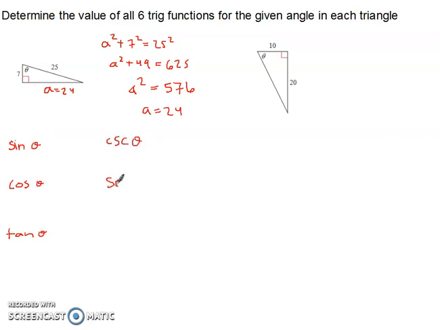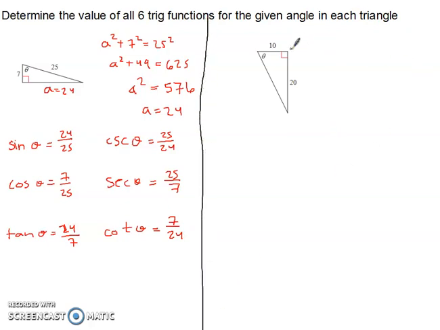cosecant, secant, and cotangent. So sine is the opposite. So here's my theta. The opposite leg would be 24 over my hypotenuse, which is 25. So cosecant would be the reciprocal, 25 over 24. Cosine would be my adjacent leg. The leg that's touching theta is 7 over the hypotenuse, which is 25. Secant would be 25 over 7. Tangent of theta, my opposite side is 24, and my adjacent side is 7. And cotangent would be the reciprocal, so 7 over 24.